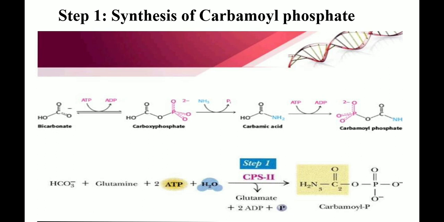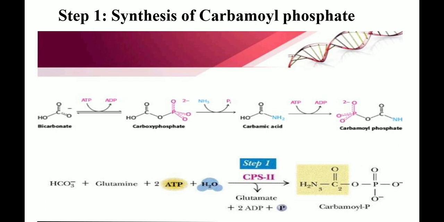Now the first reaction is the synthesis of carbamoyl phosphate. This is the first reaction of pyrimidine biosynthesis, in which carbamoyl phosphate is synthesized from bicarbonate. You can see here how this synthesis is carried out. There is a bicarbonate ion and the amide nitrogen of glutamine, acted on by the cytosolic enzyme carbamoyl phosphate synthetase 2.